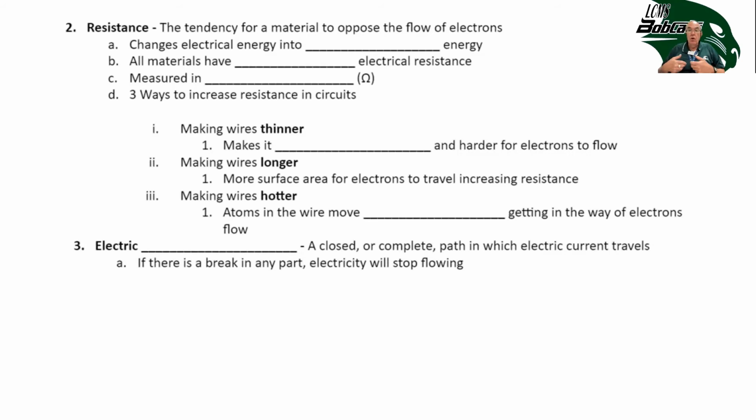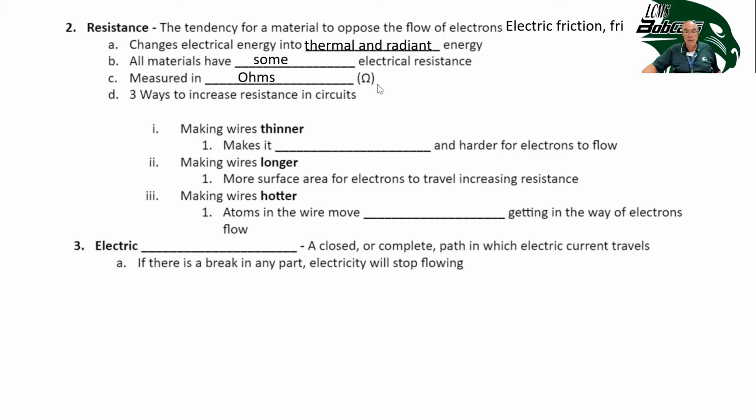We don't want to produce a whole lot of resistance in the wall and have hot wires. That's not why you have the electricity. So it changes the electrical energy into, over here to remind us, it's electric friction, and friction causes heat. Okay? And it changes electrical energy into thermal or radiant energy. All materials have some resistance, and resistance is measured in ohms.